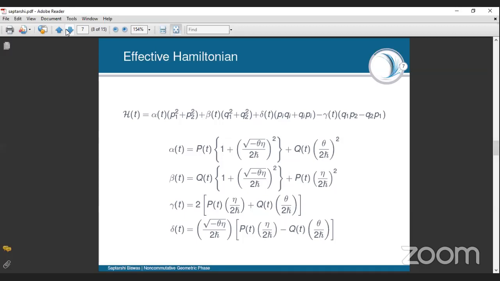So with this non-canonical transformation, the Hamiltonian would look like this when expressed with the commutative coordinates, and these alpha, beta, gamma, delta encode the time-dependent parameters as well as the non-commutative parameters of the system. Next slide.